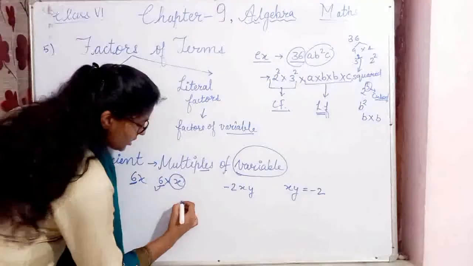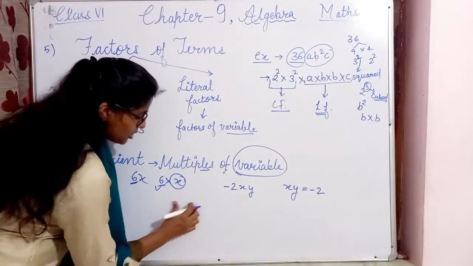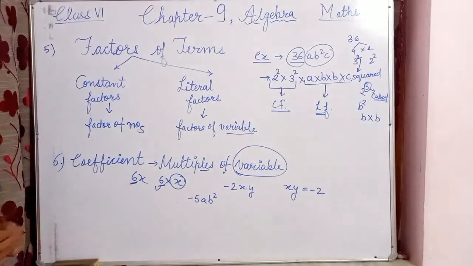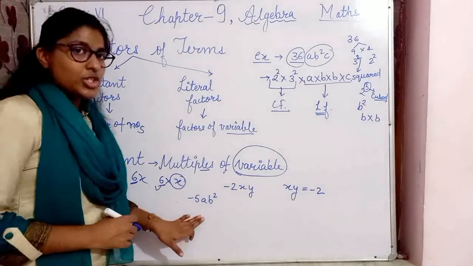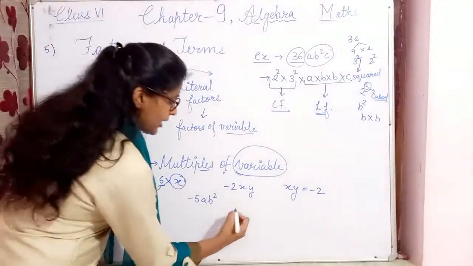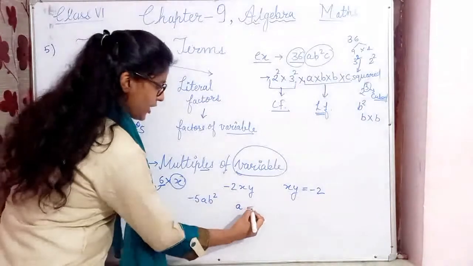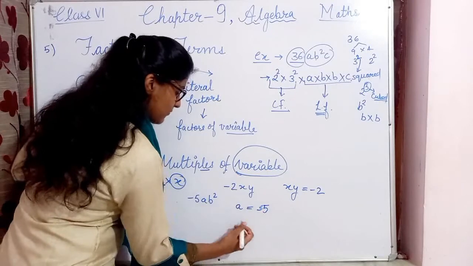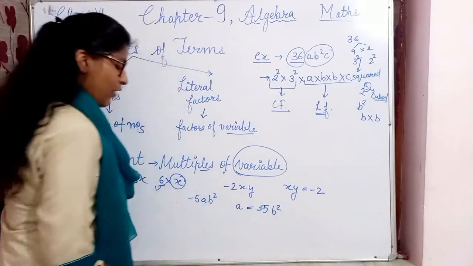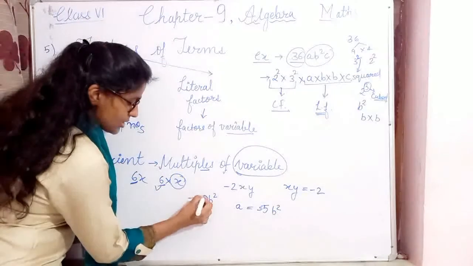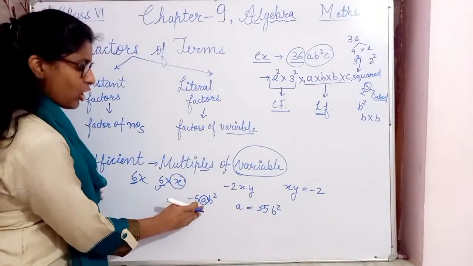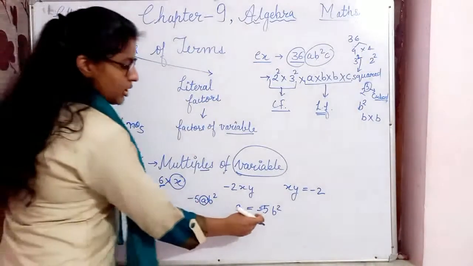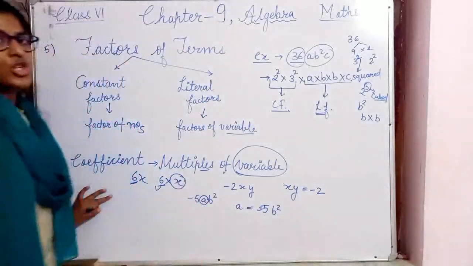But if I am writing here minus 5ab square, and I am asking you, what is the coefficient of a? Coefficient of a is equal to minus 5b square. Why? See here, this is a. What are the multiples of this a? Minus 5 and b square. Both are multiplied. So minus 5b square is the coefficient of a.